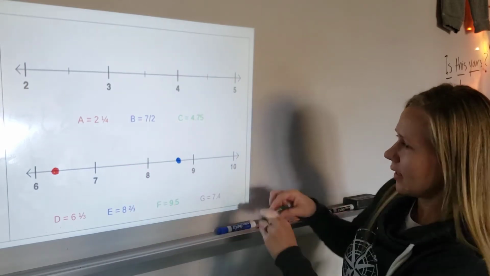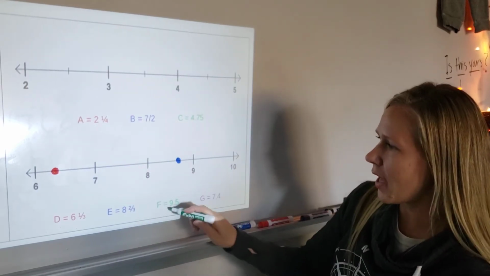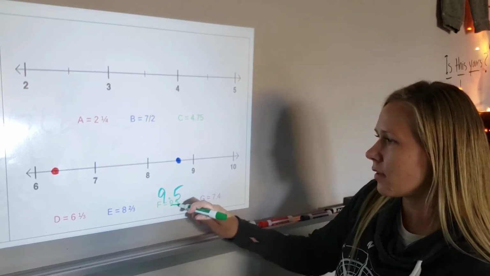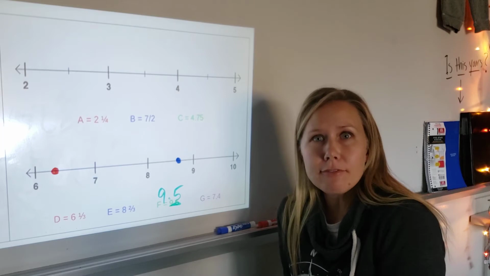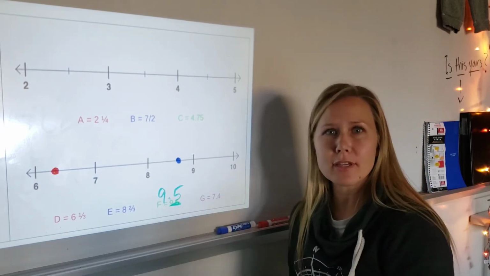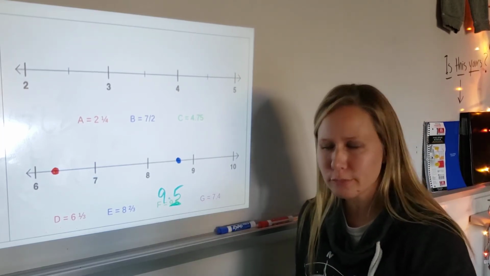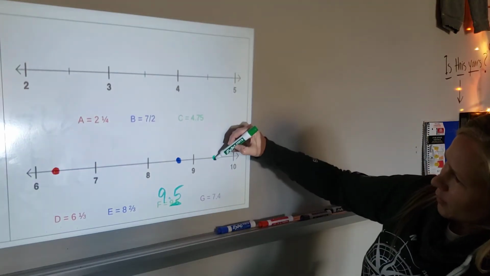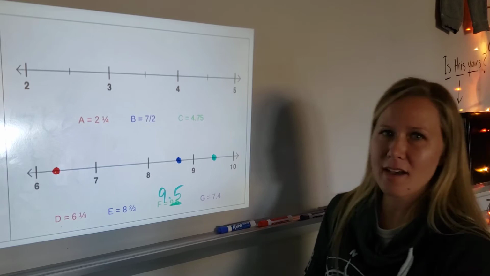Okay, here's my green. Now if you can read this, it says 9.5. What do you know about 0.5? 0.5, that's a half. So think about 0.5. Is there a friendly fraction you can change it into? Of course, a half. So 9 1/2, and about right here in the middle, between 9 and 10, there you are, 9 1/2. That was pretty easy.